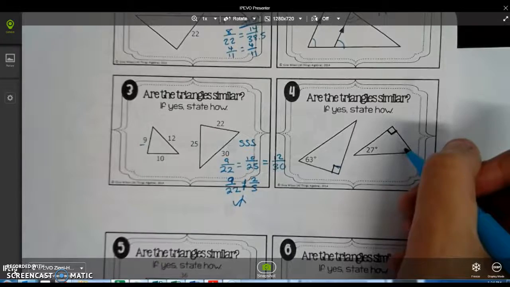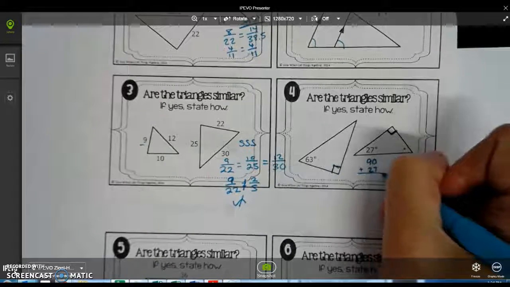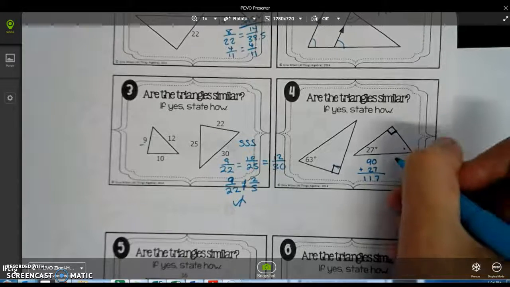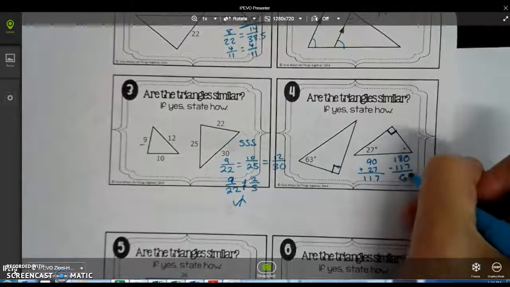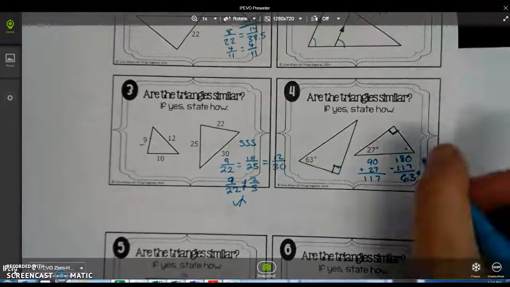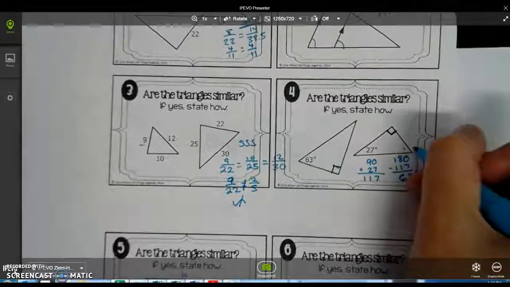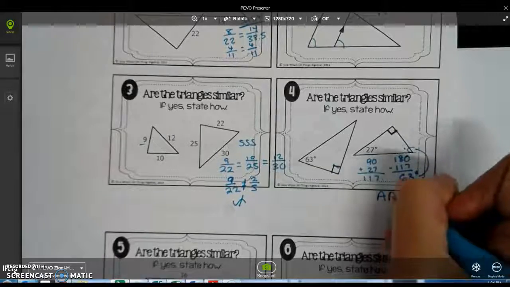So my goal is for this to be 63, right? 90 plus 27. Subtract that from 180. And that is 63 degrees. Woohoo! We found it! Yay! This angle is the same as this angle. 90 is the same as 90. We have 2 angles. AA it is.